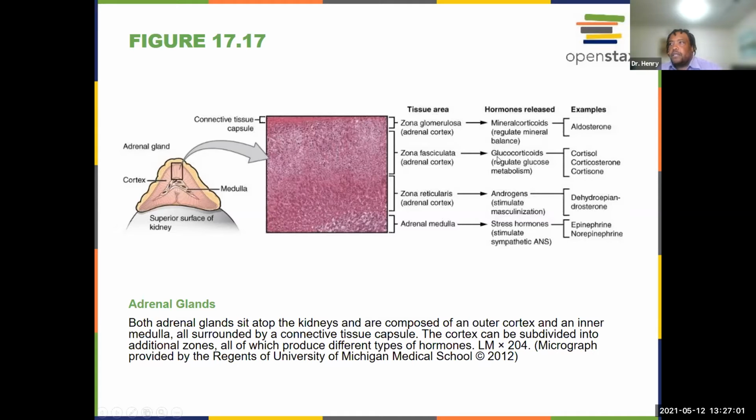We know that the glucocorticoids, they're responsible for regulating glucose metabolism. And then the aldosterones, so those actually regulate mineral balances. So that's our sodium regulators, our sodium ion regulators in the bloodstream.